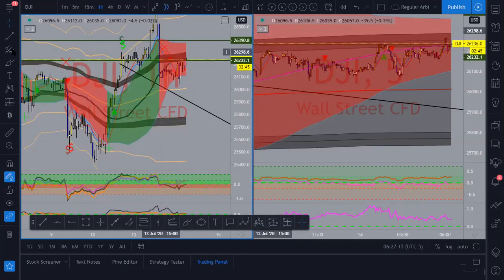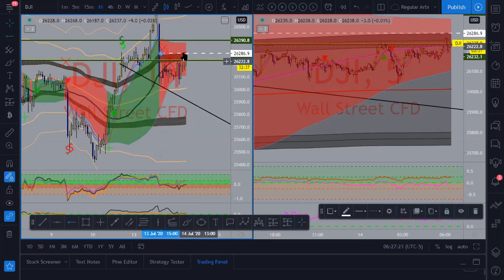But what I would want to see price do, if it's going to go any higher, is for it to stop right here at the upper danger zone. So at 26286.9, basically, or 26287, let me just give a whole number, is where I would want price to climb up to for sure. And then if it doesn't respect that, then that's when I'll get out of the trade.